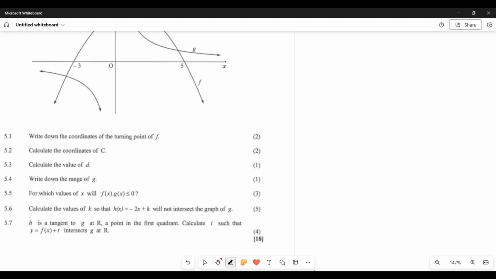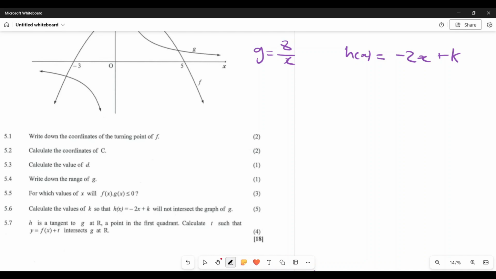Now, for the 5.6 question, they say calculate the values of k so that your h of x, which is minus 2x plus k, will not intersect your graph g. Now, remember your graph g is equal to 8 over x. Now, our h of x is equal to minus 2x plus this value of k. And now they want us to calculate values so that these two graphs would not intersect. So basically, how would we go about doing that?